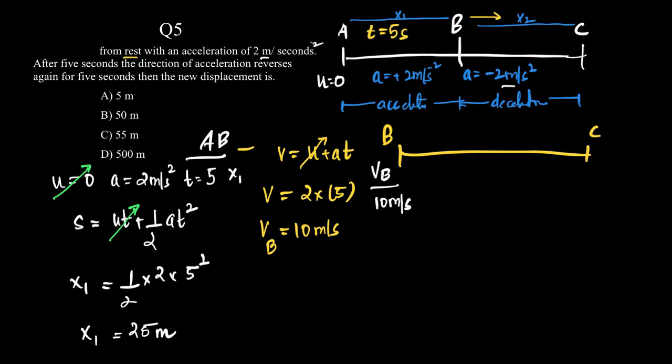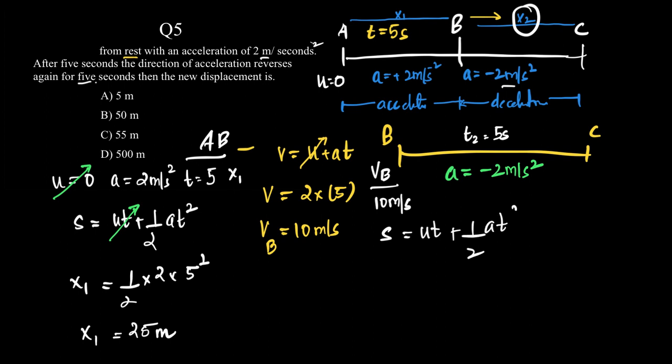Now, what is the time taken? The time taken is given that it is again for 5 seconds. So this much time t2 is basically for 5 seconds. And acceleration is given as minus 2 meter per second square. Now, what we need to understand is, since we are finding out BC, which is basically x2, we can directly apply the formula, which is S is equal to ut plus half at square.